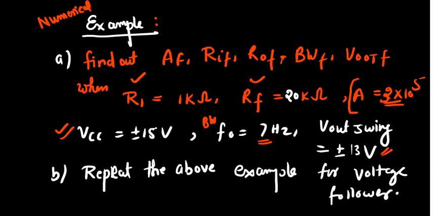You have to derive the voltage gain with feedback, input resistance with feedback, output resistance with feedback, bandwidth with feedback, and total output offset voltage with feedback. These are the 5 parameters you have to calculate. How would you do that?